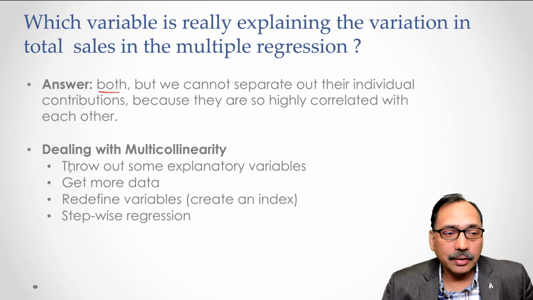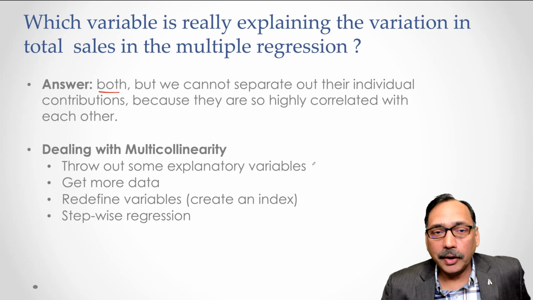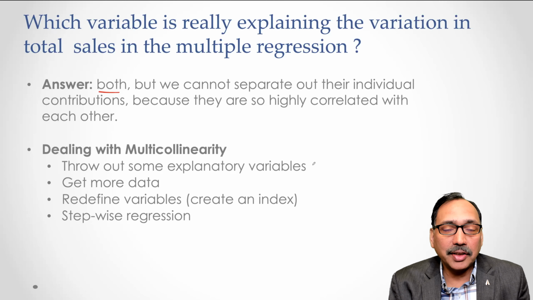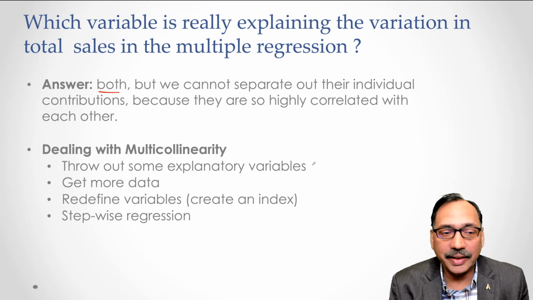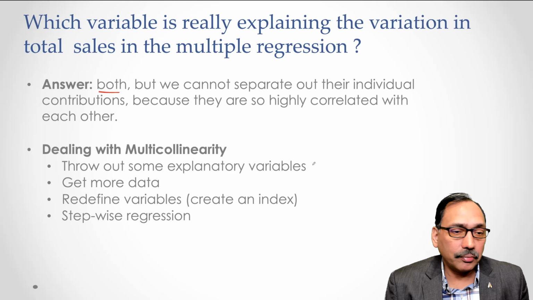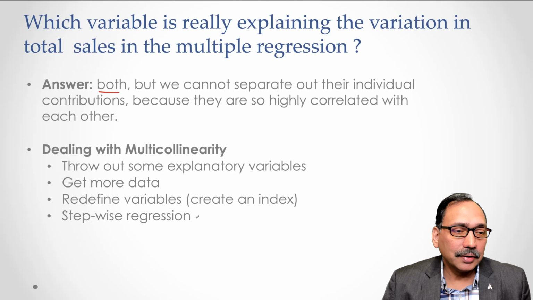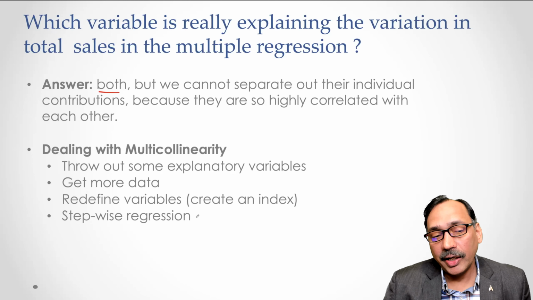One approach could be to throw out some explanatory variable. If there are two variables contributing in a similar way, we don't need both. So one of them is redundant, so why not exclude that variable? Another way is to get more data or redefine variables, so do something with the variables so that you can separate their effects out. And one of the options listed is stepwise regression.